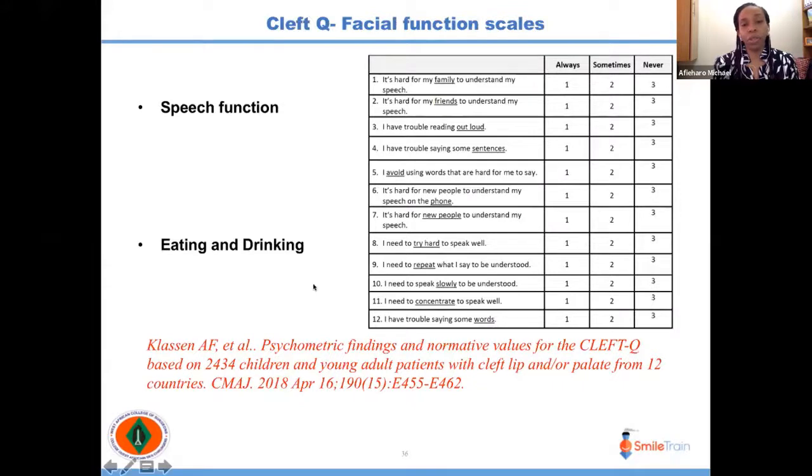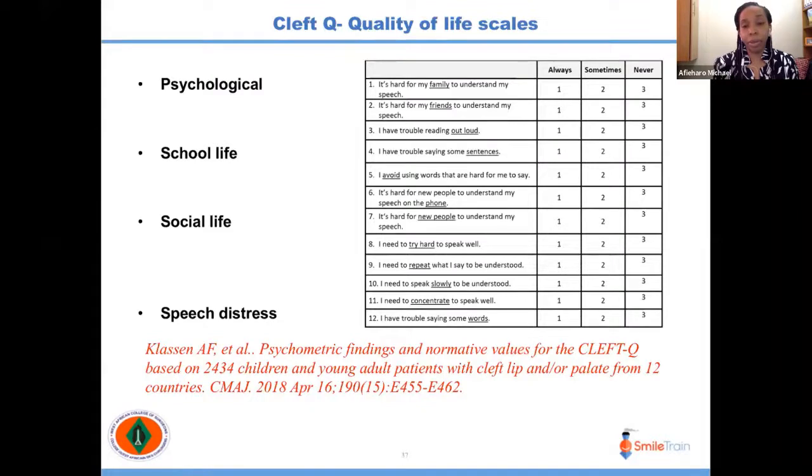For speech function, they have a distress scale, like: is it hard for my family to understand my speech? I need to try hard to speak well. I need to repeat what I say to be understood. And it's graded. The patient is able to grade this, and one can score these values. The Cleft Q is developed for patients between 8 and 29 years. And of course, they should be able to read.